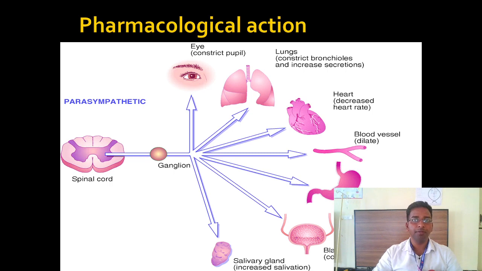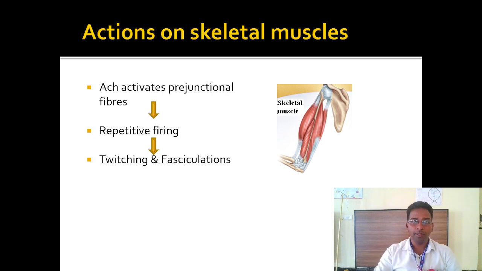So these are the complete pharmacological actions of indirectly acting cholinomimetic drugs, and we have to segregate the therapeutic uses, therapeutic utility, and adverse effect components from these pharmacological actions. And particularly in skeletal muscle, it will increase the muscle tone.